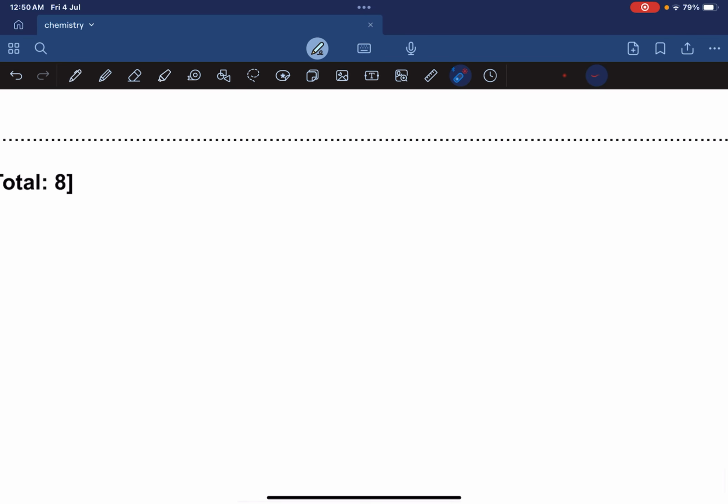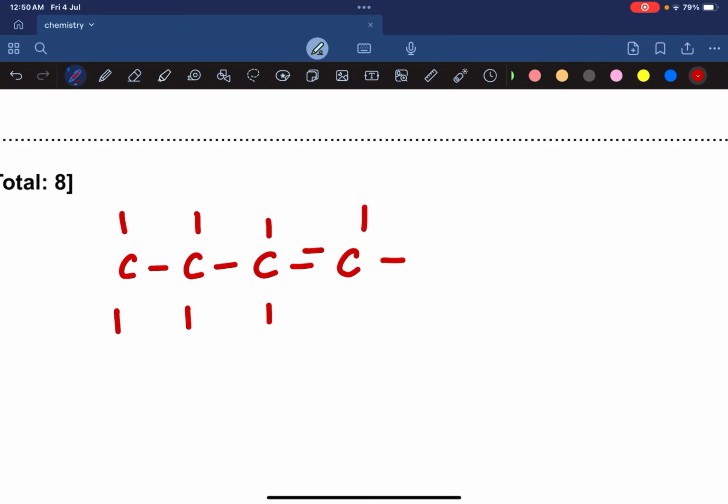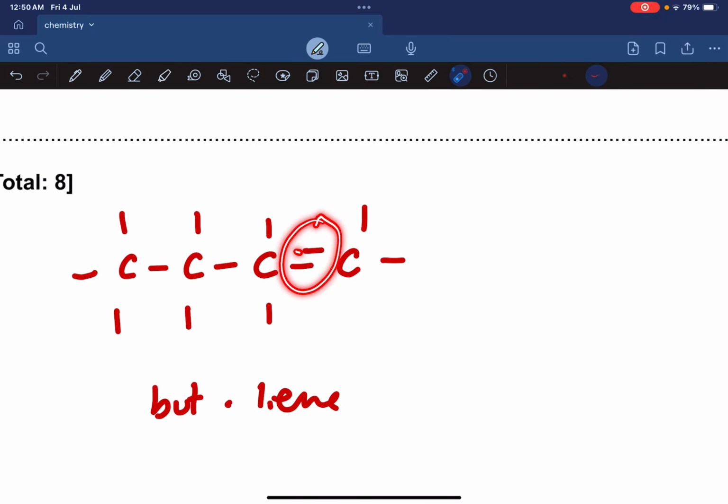The first isomer I can think of is simple, C4H8: 1, 2, 3, 4, and my 8 hydrogens attached to it. That's but-1-ene. Why but-1-ene? Because my double bond is on the first carbon, okay?